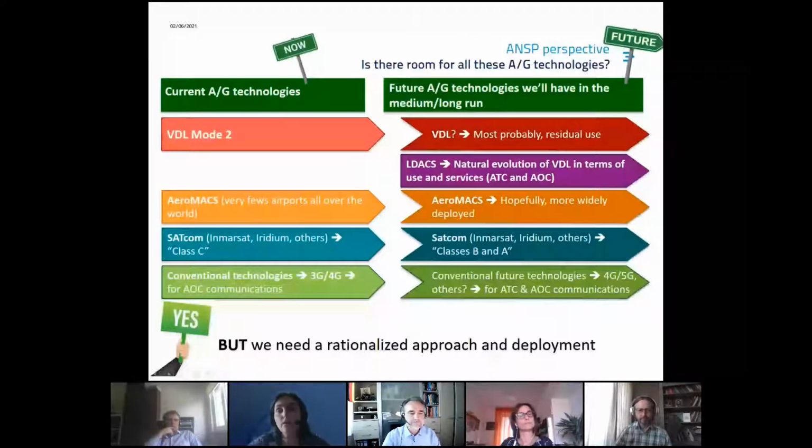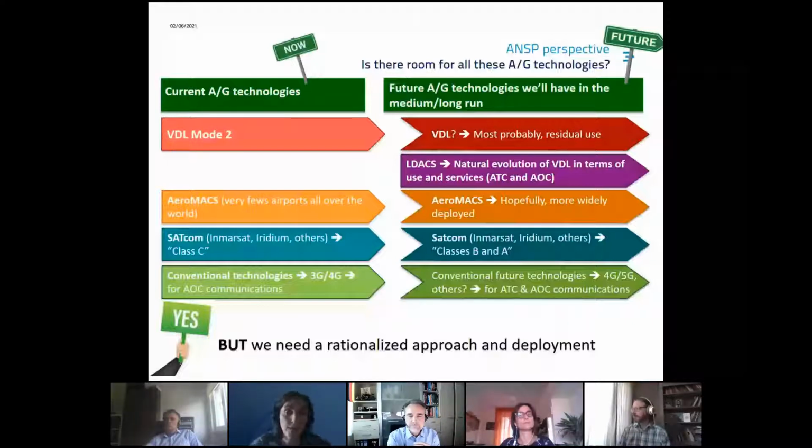So is LDACS the only option, or is there room for other technologies? Nowadays, we have VDL Mode 2, Aeromax, even when Aeromax is deployed in very few airports and not for ATC communication purposes, only for ground vehicle communications. We have also SATCOM Class C, and we have other technologies that are not developed for aeronautical purposes, like 3G or 4G. What will we have in the future? Probably the use of VDL Mode 2 will be residual, and the natural evolution would be LDACS.